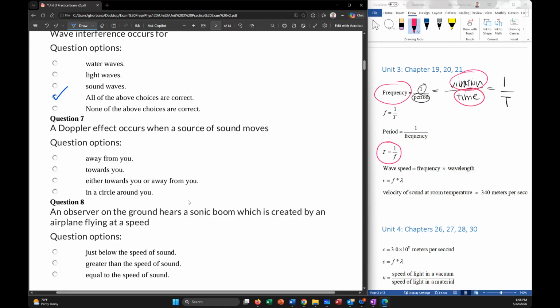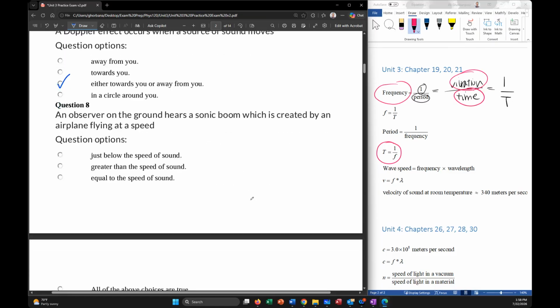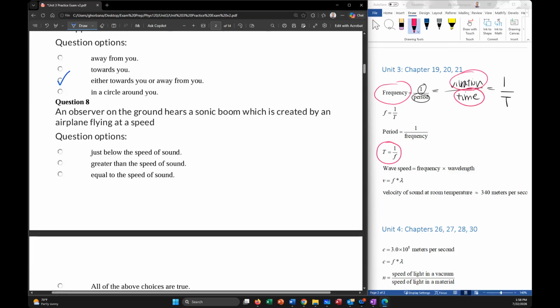So what is the right answer here then? Either toward you or away from you.